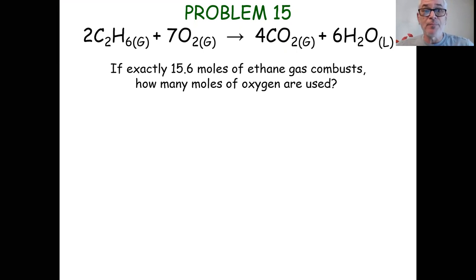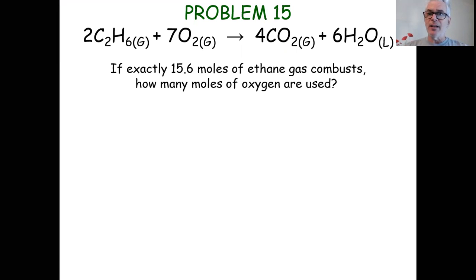All right, last problem. In this problem, C2H6 is balanced. It's called ethane. It's going to combust with oxygen. It's going to turn to carbon dioxide and water. This is combustion. It's already balanced in a 2:7 to 4:6 ratio. Now, what happens if we start out with 15.6 moles of ethane? How many moles of oxygen are going to be used?